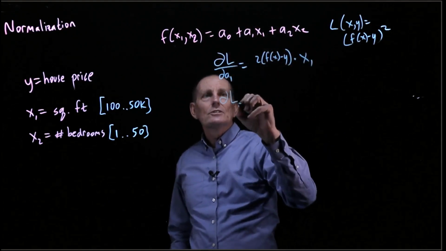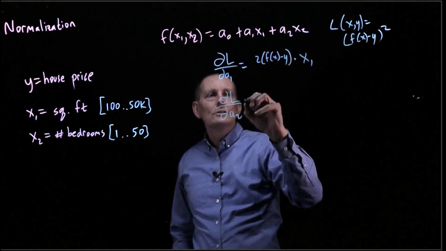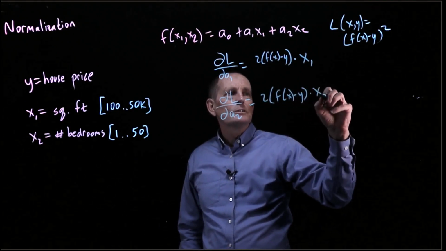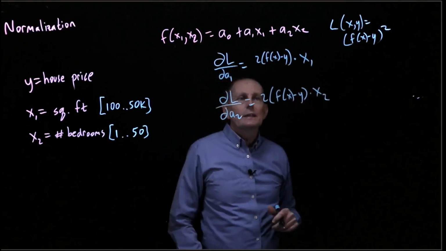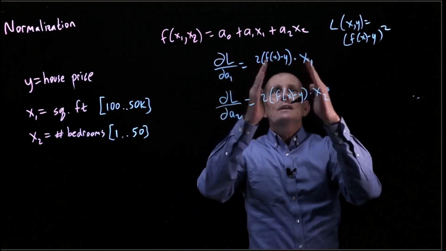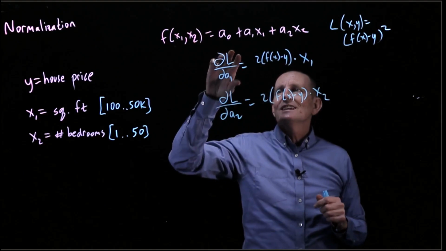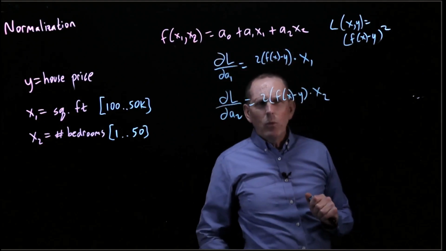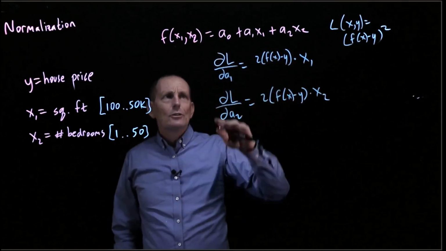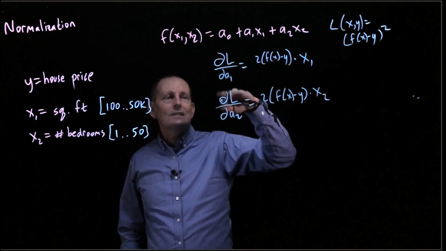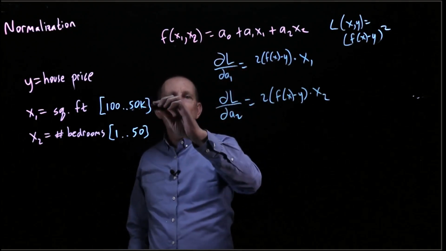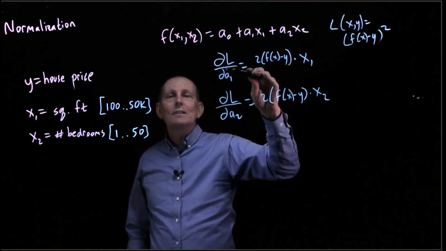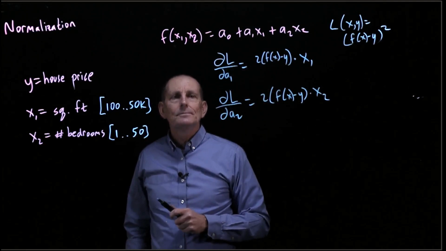And similarly, the partial derivative of L with respect to a2 is going to be 2 times f of x minus y times x2. So we can see here the gradients are the same except for this last factor. The gradient with respect to a1 has a factor of x1 and the gradient with respect to a2 has a factor of x2. Well, what does that mean about the relative sizes of these gradients? That means if x1 is several orders of magnitude bigger than x2, then this gradient is going to be several orders of magnitude bigger than this gradient.